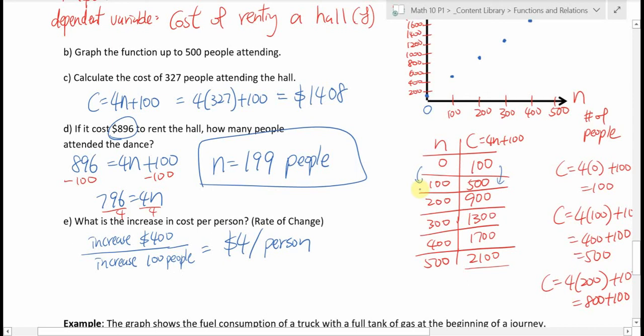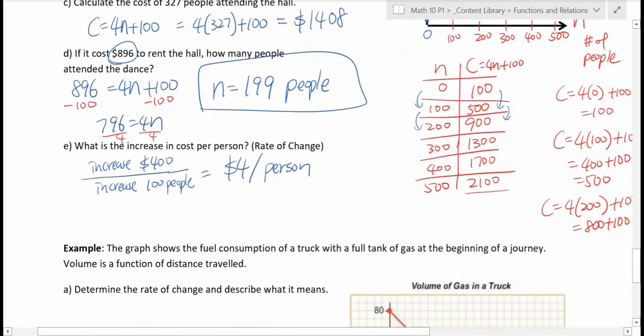Again, you can see this from 100 to 200, you increase 100 people. But from 500 to 900, again, you increase by $400. So each additional person that attends is going to cost $4 extra. Hopefully that makes sense to you. And this is the idea of rate of change. We will talk more about this idea next chapter, but this is like a little preview. Okay, it's a rate of change.